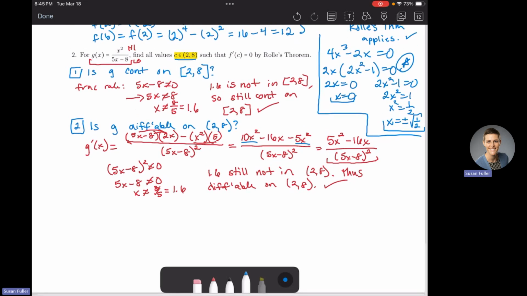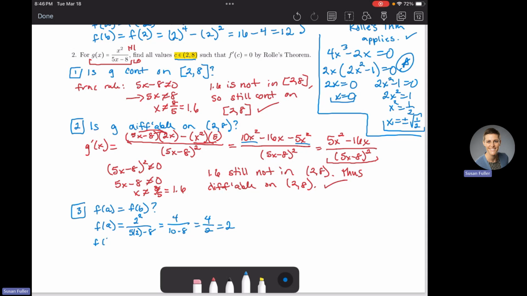Okay, last thing that we have to check is, is f of a equal to f of b? And we're going to have to plug it in. A is 2 and b is 8. So here we go. F of a, I'm going to take 2 and plug it in. So I'm going to get 2 squared over 5 times 2 minus 8. And let's see, 2 squared is 4 over 10 minus 8. That's 4 over 2, which is 2.